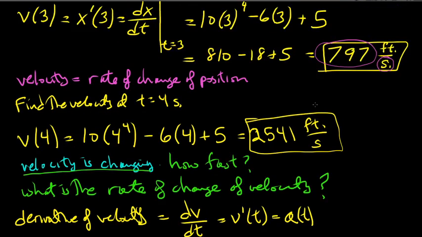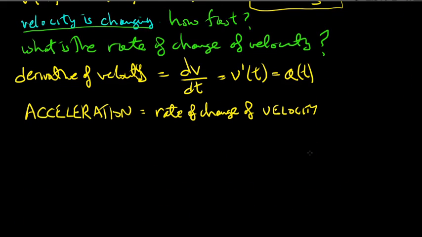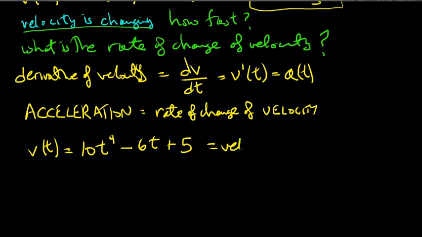Okay. Now, I forgot what the velocity was. It was, this thing up here, 10t to the fourth minus 6t plus 5. So just as a reminder, v of t is 10t to the fourth minus 6 times t plus 5. There we go. Right? So that's the velocity now. That tells us how fast we're going. Now, how fast are we going faster? What is the acceleration? So for that, we need to find the derivative of the velocity.